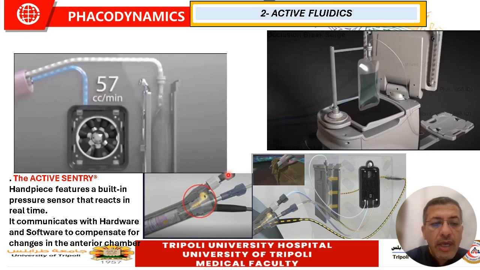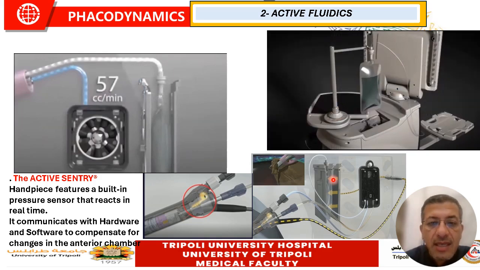So another way recently invented in the Centurion is what's called the active Sentry. Now the active Sentry is a built-in pressure sensor that senses the intraocular pressure, and when there is any deviation from the target intraocular pressure, it will send signals to the cassette, and from the cassette it will stimulate these pressurized plates to maintain a target intraocular pressure. So this is a dynamic fluctuation and control of the intraocular pressure. So moment by moment during the whole time of the surgery, any deviation from the target intraocular pressure is controlled by this active fluidics.